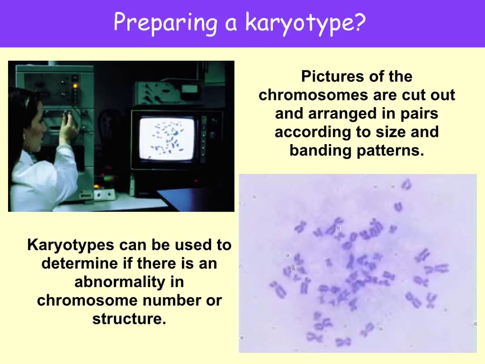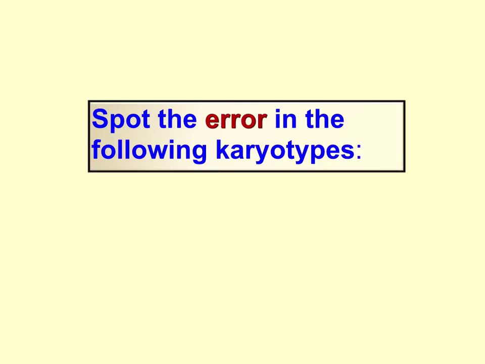So how do they prepare a karyotype? Well, they take pictures of the chromosomes and then cut them out and arrange them in pairs according to size and banding patterns. Karyotypes are used to determine if there's an abnormality in the chromosome number or structure. So let's have a look at the different errors that can occur in karyotypes.